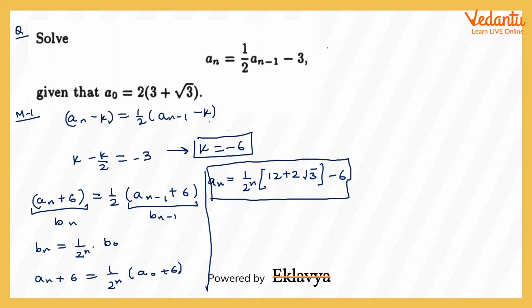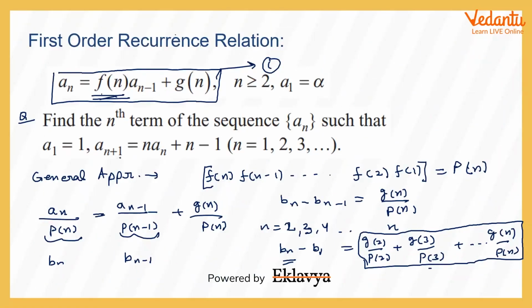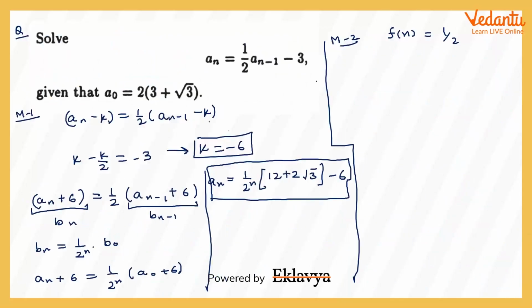Now if I have to do it by my first method, if you remember, I told you that we will be dividing both sides by fn, n times, then fn minus 1 and so on. And here you can check fn is actually 1 by 2. Let me show you that relation here. fn is actually multiplied with an minus 1. So an minus 1 is multiplied by half, so fn is half.